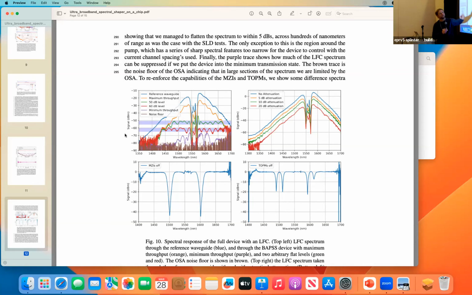Power handling: we managed to remove all the attenuators and put up to about half a watt of power through the device. It didn't release any blue smoke. So it seems to be fine and still operating.